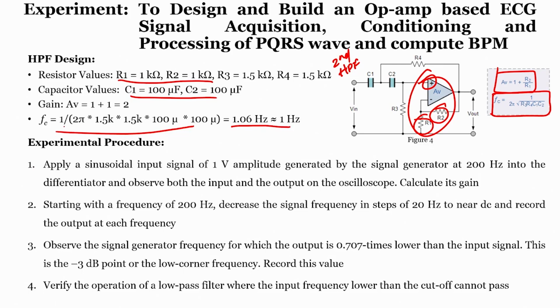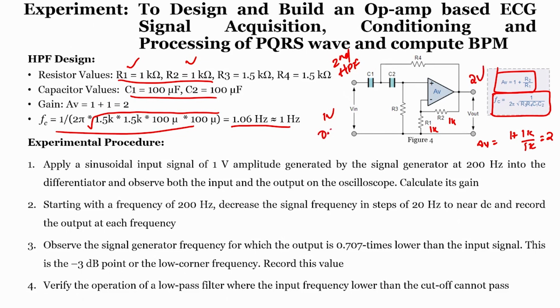But how do we calculate? Sorry, there is a mistake in the formula. The cutoff frequency is 1 by 2 pi into root of R3, R4 and C1, C2. In this case we have chosen R1 and R2 as 1 kilo ohm and 1 kilo ohm. So the gain is 1 plus 1 k by 1 k, which is nothing but 2. So, if I apply 1 volt I will get an output of 2 volts, if I apply 0.5 I will get an output of 1 volt.